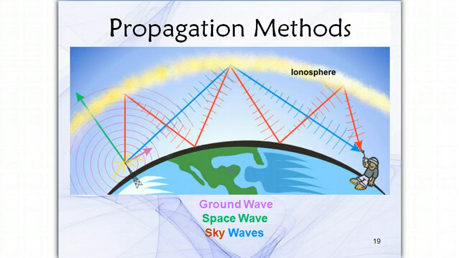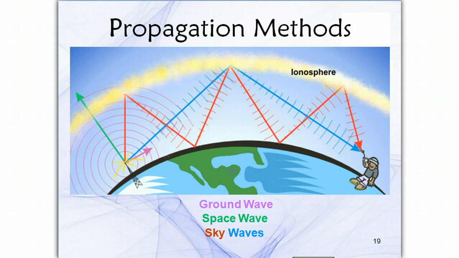We also have a sky wave or ionospheric wave. That would be the red and blue arrows. They're a high frequency. They're refracted or bent back to the Earth's surface by the ionized layers in the ionosphere, and they can bounce for many thousands of miles depending upon the atmospheric conditions.